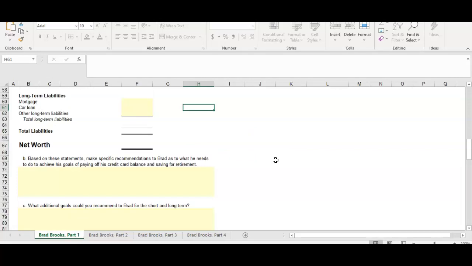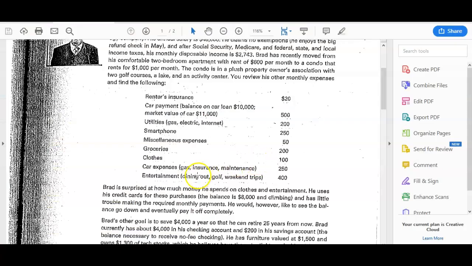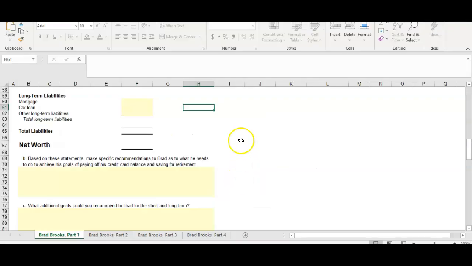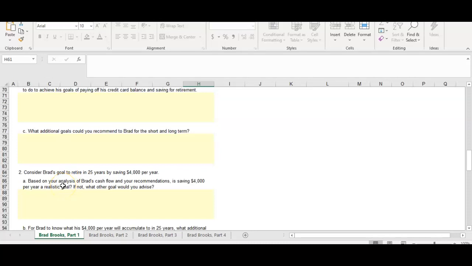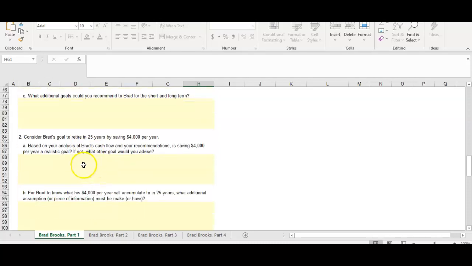Next, you're going to use your financial skills to give Brad advice, recommendations. So they told you about the goals Brad has of paying off his credit card balance, saving money. They want you to give him recommendations on how he can pay off his credit cards to save for retirement. Give him information about his additional short-term and long-term goals. And your advice will be based upon the information given in part one. Then base your analysis: is saving $4,000 a year realistic? If not, what goals would you advise?